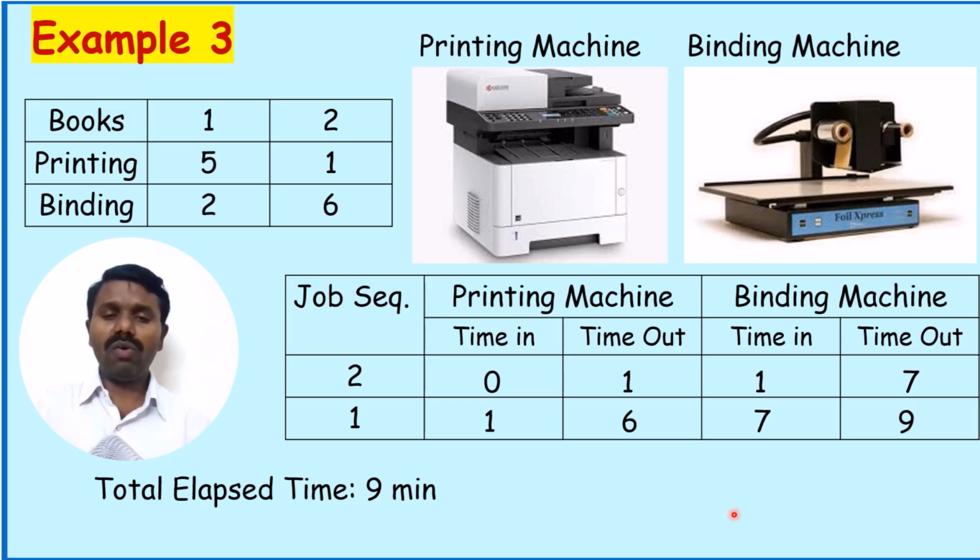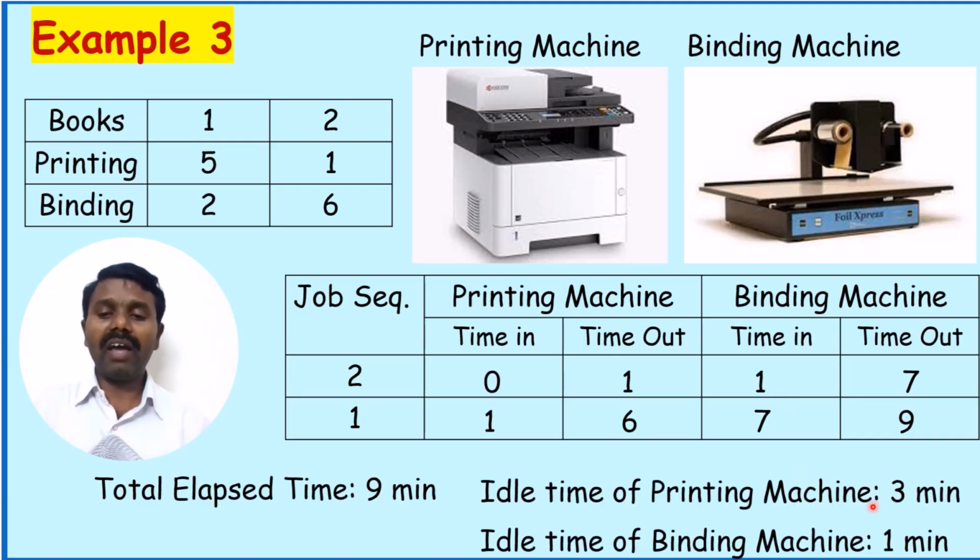Now let us consider the idle time. The idle time of the printing machine will be 9 minus 6, that is only 3 minutes, and the idle time of the binding machine will be only 1 minute. So idle time also reduced and the total elapsed time also reduced, because we changed the sequence of the jobs. That is the importance of job sequencing. When we organize the jobs in a proper sequence, then we can reduce the total processing time, that is elapsed time, as well as idle time, such that it will increase the efficiency and productivity.